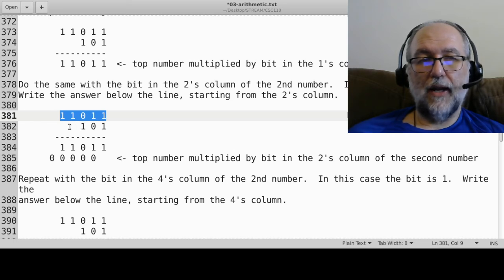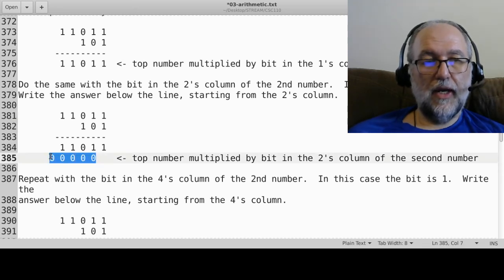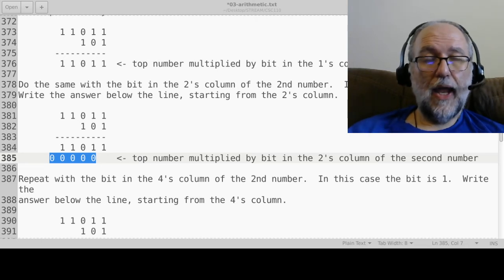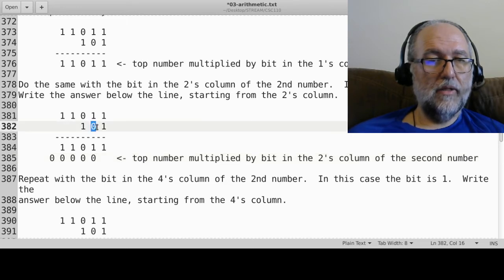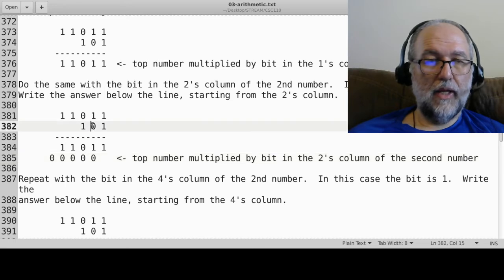So, how many bits are in that number? Well, there are 5 bits in that number there, right? 1, 2, 3, 4, 5. And so down here, you're going to get 5 bits, but all of the bits are going to be 0 because you're multiplying by 0, and they are shifted so that they start in the 2's column. So again, that 0 times that 1 gives you a 0 in the 2's column below the line. That 0 times that 1 gives you a 0 in the 4's column, and then 0 times 0 is that 0 there, and 0 times 0 is that 0 there, and 0 times 0 is that 0 there.